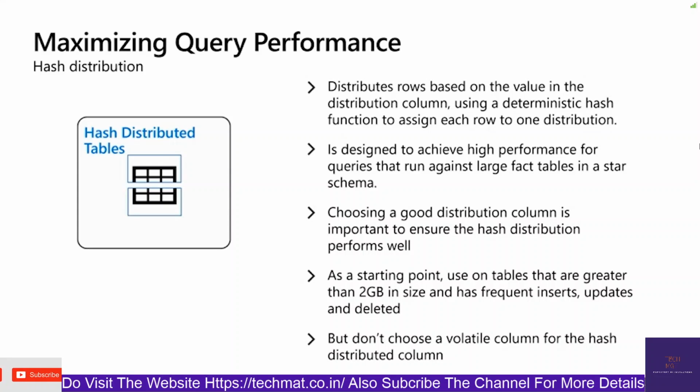The main thing is that the column we use for hash distribution should not be a volatile column, and it should allow us to distribute the data as evenly as possible across all the distributions in the cluster. Sometimes we use hash distribution based on the most frequently used joins, but it needs to be verified using monitoring and query optimization approaches.